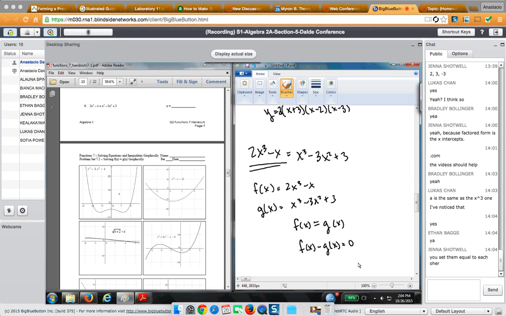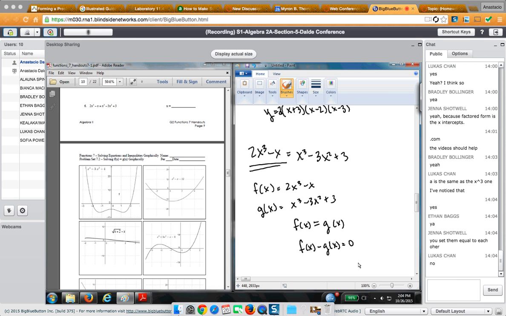Is that cheating to anybody? Is anyone freaked out about what I just did? f of x minus g of x equals 0. All I did was subtract g of x from both sides. That shouldn't really freak you out.